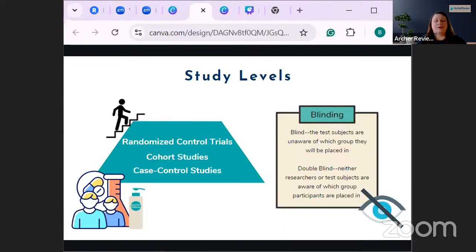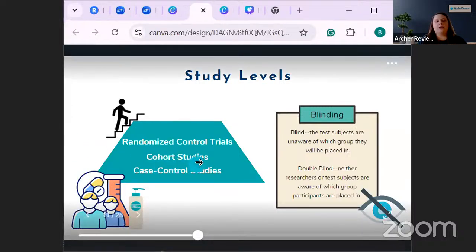These can be time consuming. Oftentimes participants will drop out or even die, which can obviously sometimes skew results. But these are a great way to study prognosis over time. The last one we have here, following down just a little bit, is case control studies.